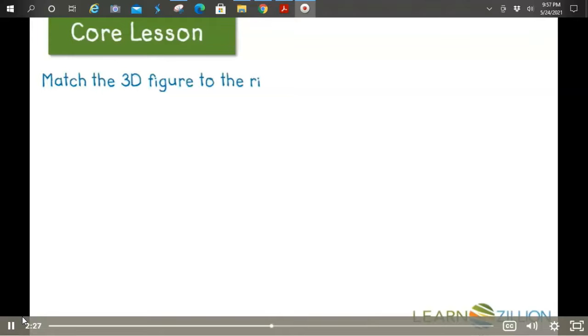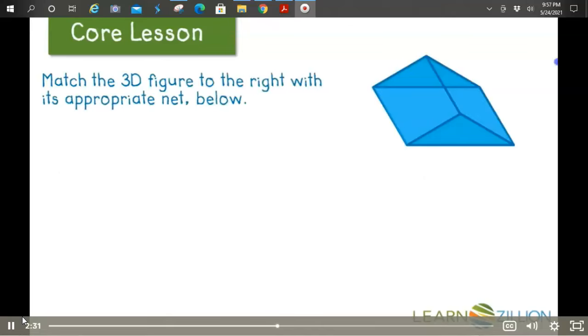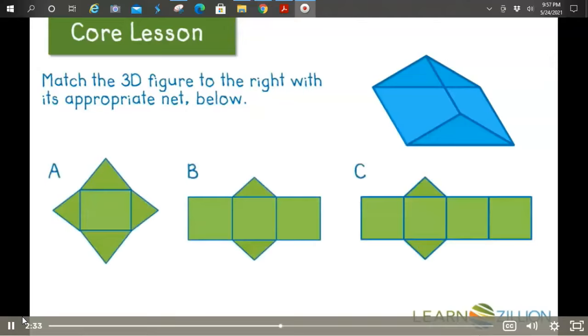Okay, right now we're going to match the 3D figure that's going to appear in a moment to its appropriate net below. And we're going to do that by closely analyzing the different faces that we see on the 3D figure. So if I look at this blue 3D solid, I see that it has 2 triangle bases and 3 rectangle faces. And what that means is the net is also going to have 2 triangle bases and 3 rectangle faces. So let's take a look at these options.